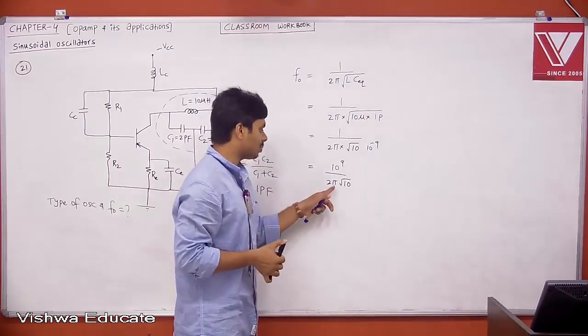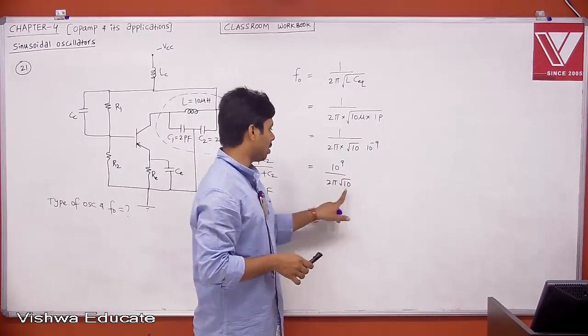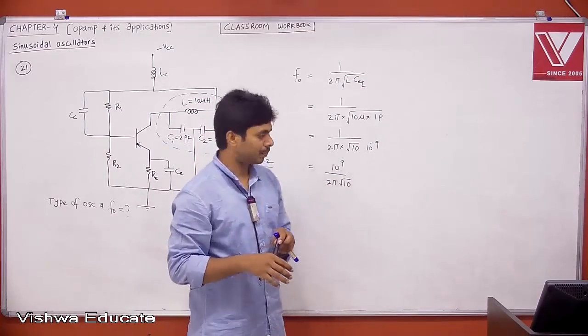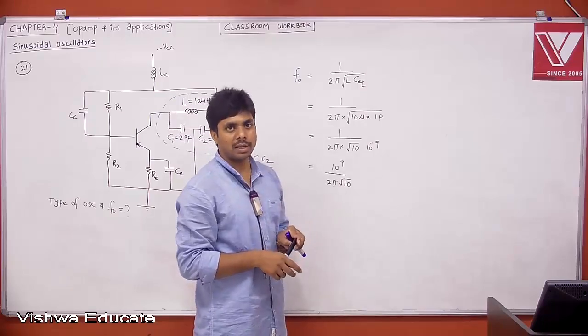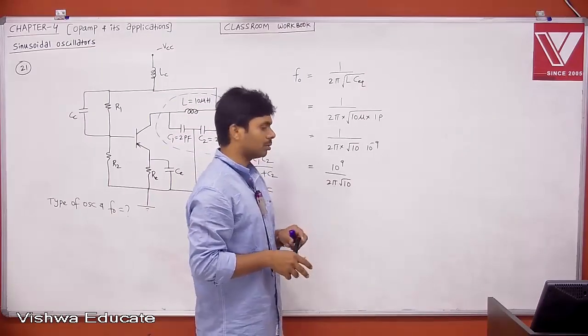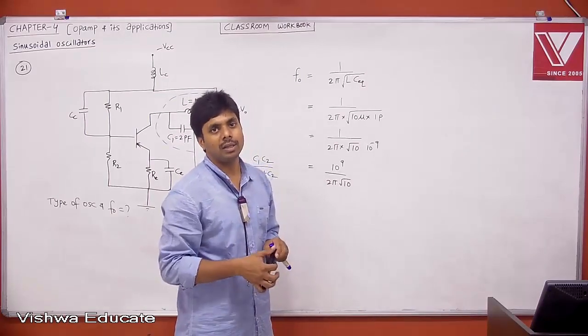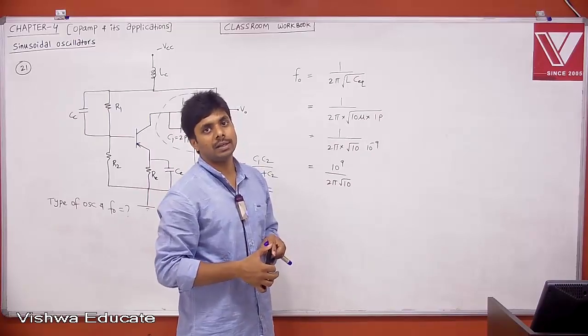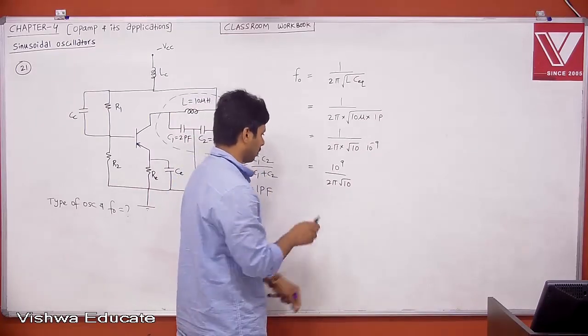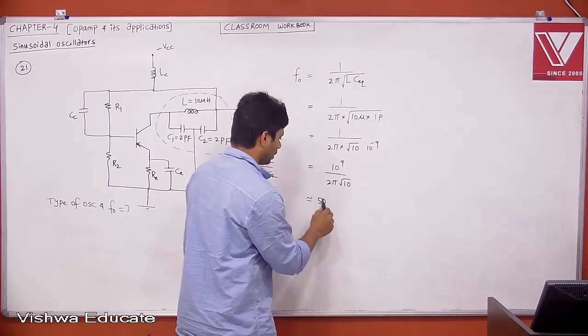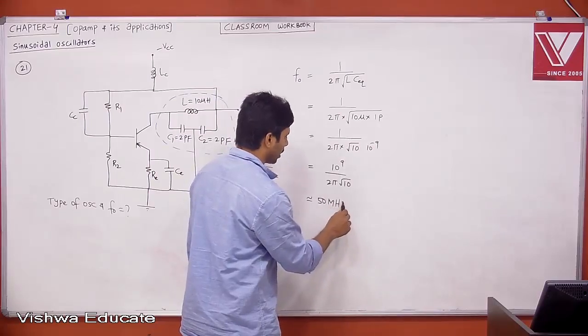Let's see. What is pi? 3.14. And what is root 10? Approximately 3. 3 into 3, 9. Approximately 10. 10 into 2, 20. 1 by 20, 0.05 gig. Nearer to 50 megahertz. Therefore, this is nearer to 50 megahertz. The answer which is nearer to 50 megahertz, that you can choose.